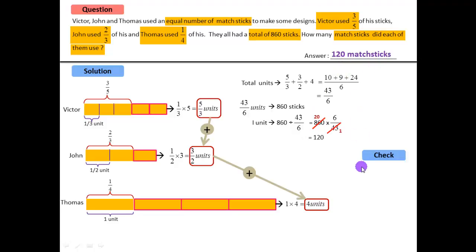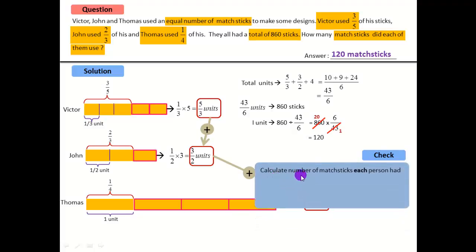We can easily check this question by calculating the number of matchsticks that each person had. Since 1 unit in Victor represents 40, which is 120 divided by 3, the total number of matchsticks that Victor had would be 40 times 5, which gives us 200. In John, 1 unit represents 120 divided by 2, which is 60. So John had 60 times 3, which is equal to 180 matchsticks.